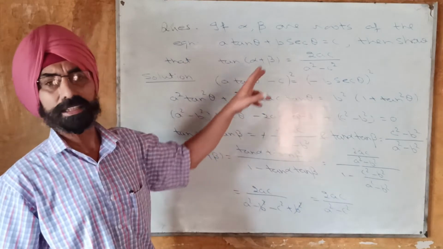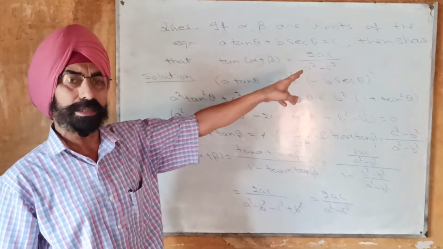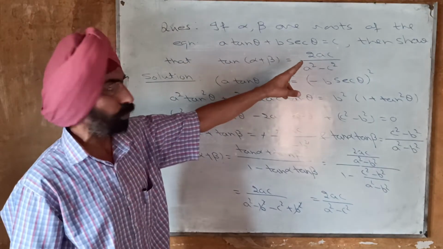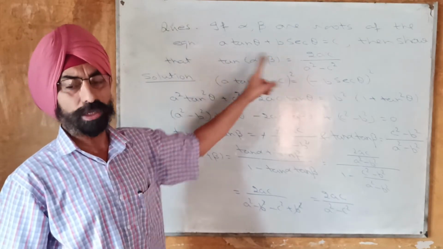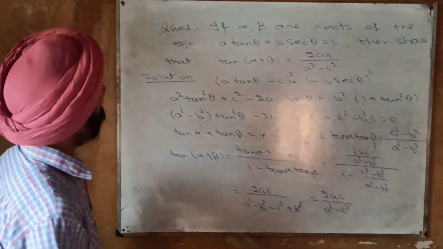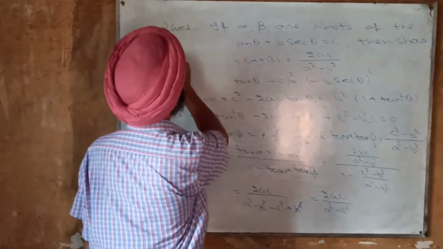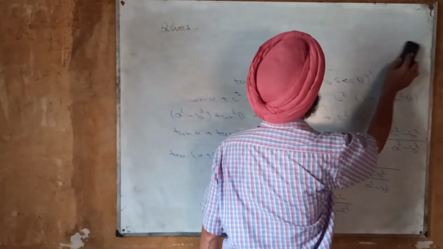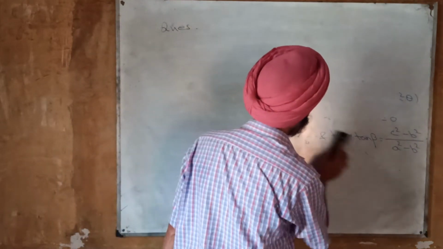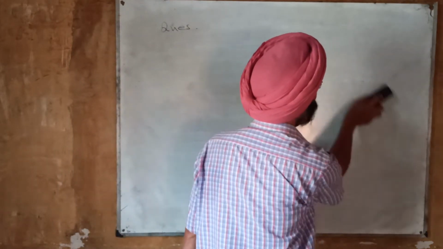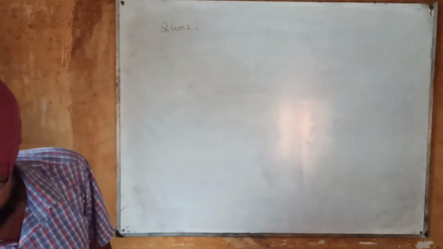If alpha beta are the roots of a given equation, a tan theta plus b secant theta is equal to c, then the value of tan alpha plus beta is 2ac upon a square minus c square. So we'll move on to the next question. Another question of this type, you can say important from the point of view of examination. Actually, I am taking only those questions which are really important.